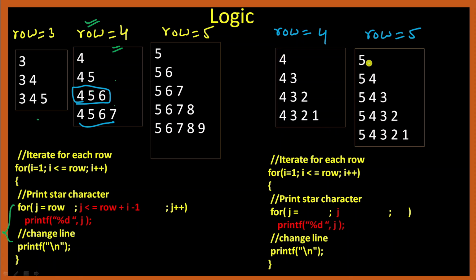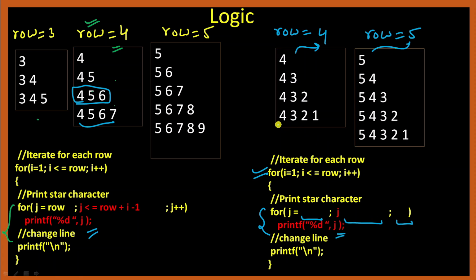The starting digit is decided by this row variable. The only thing is, the outer for loop will remain the same, but the inner for loop should change. I am keeping this fixed, that is, printf %d, I have to print j only. Same thing, right? Now, what should we put here? What should be the condition, and what should be the increment, decrement, or whatever?